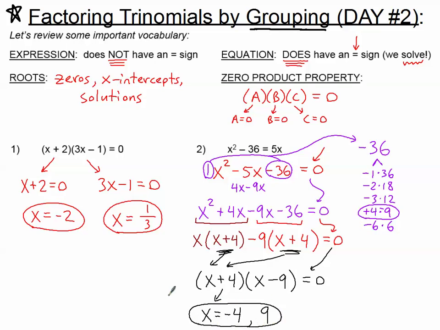All right. Let's try a third one. 12x squared minus 8x equals 15. Well, this has the same situation as problem number 2. I do not see my 0 yet, so I'm going to need to subtract 15. I'll bring that on over here.